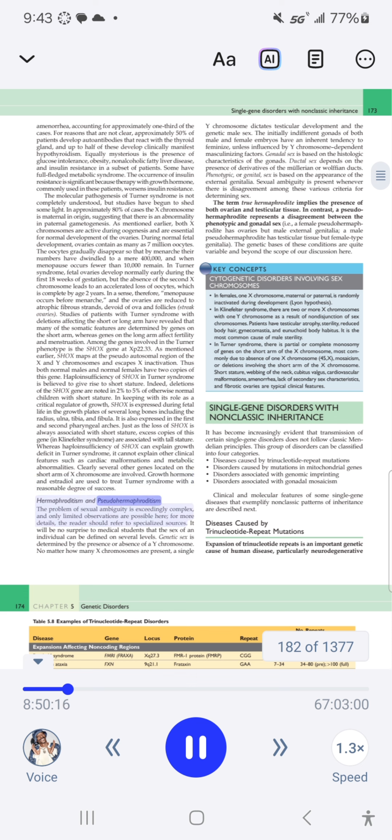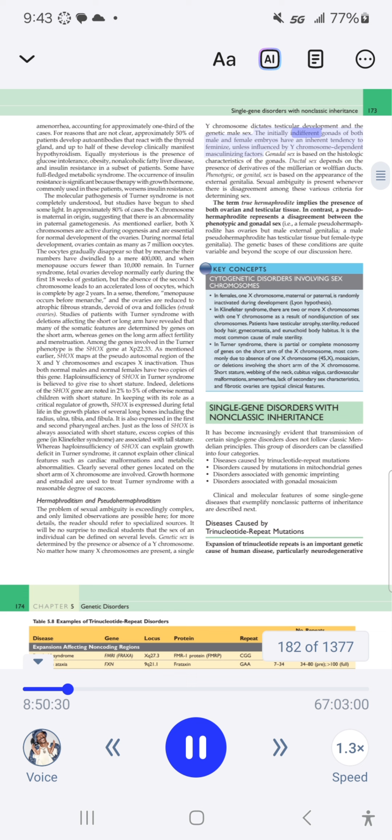Hermaphroditism and pseudohermaphroditism. The problem of sexual ambiguity is exceedingly complex, and only limited observations are possible here. For more details, the reader should refer to specialized sources. It will be no surprise to medical students that the sex of an individual can be defined on several levels. Genetic sex is determined by the presence or absence of a Y chromosome. No matter how many X chromosomes are present, a single Y chromosome dictates testicular development and the genetic male sex.